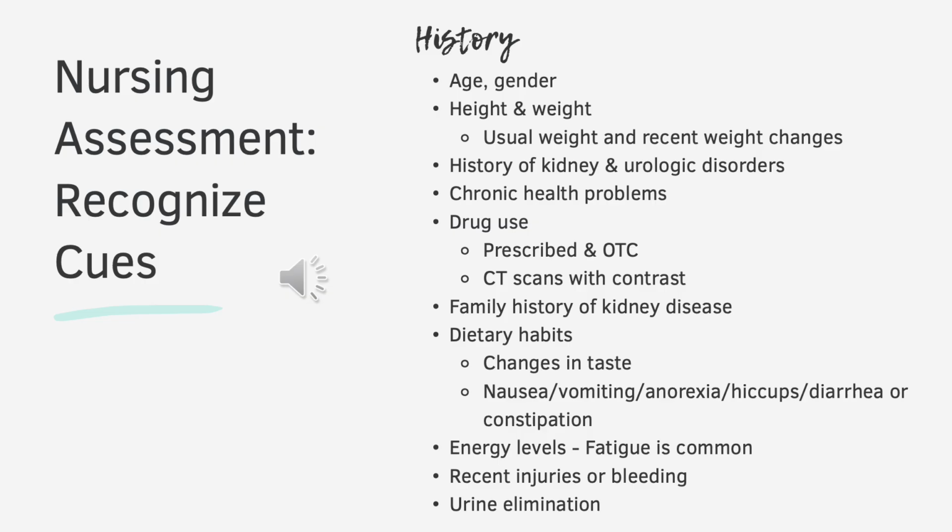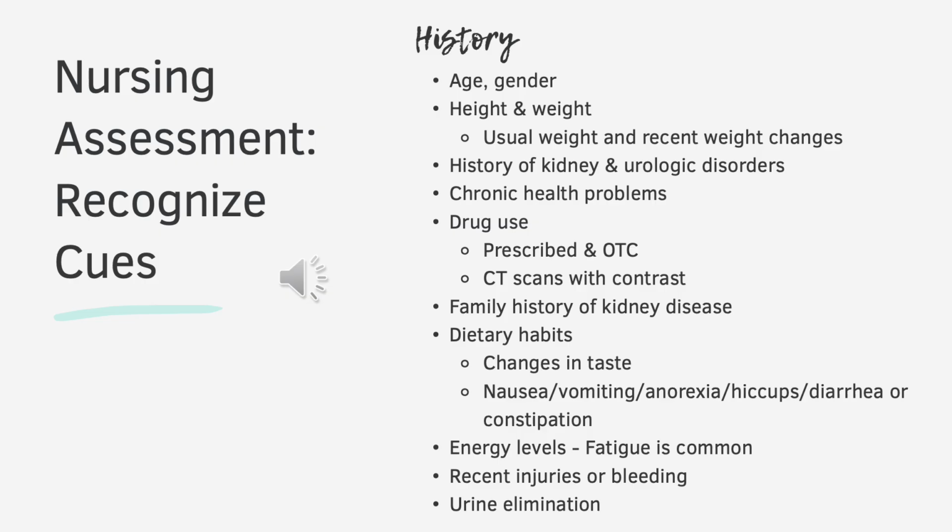So first, the patient's history. We want their age and their gender. Both are important because CKD risk increases with age, and certain conditions may have gender predispositions. We want to know their height and their weight. So we want to document the patient's usual weight and any recent changes. Weight gain can indicate fluid retention, which may be due to poor kidney function, while weight loss may result from uremia-induced anorexia. We will also want to get a history of any kidney or urologic problems.